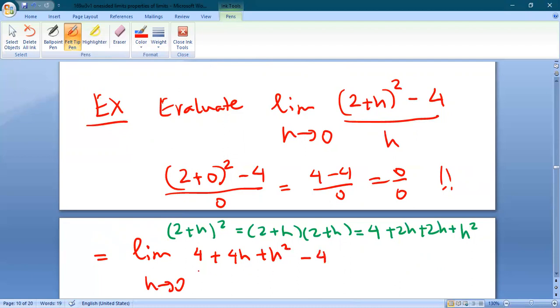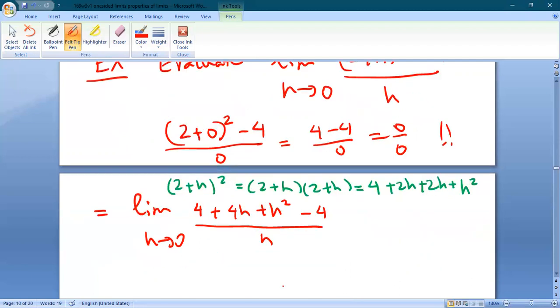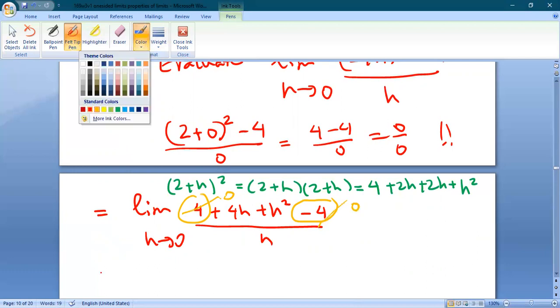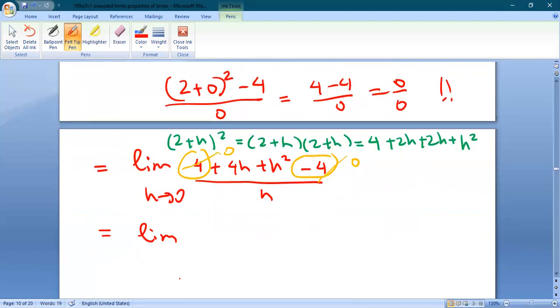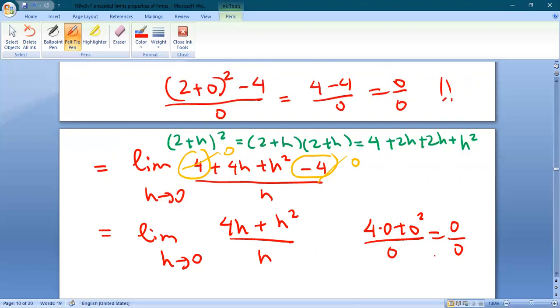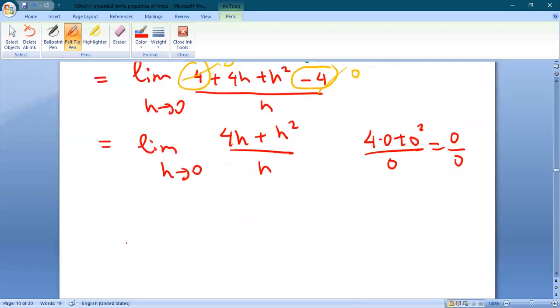Well, we still have a minus 4 over h. Now, you see 4 and minus 4 cancel. So this number here and this number here cancel. 0 this time. So what have we left? We have 4h plus h squared on the top and h on the bottom. Now put 0 for h. Again, you are going to have 4 times 0 plus 0 squared over 0, which is 0 over 0. Okay, still have 0 over 0. Well, then we need to do something here.